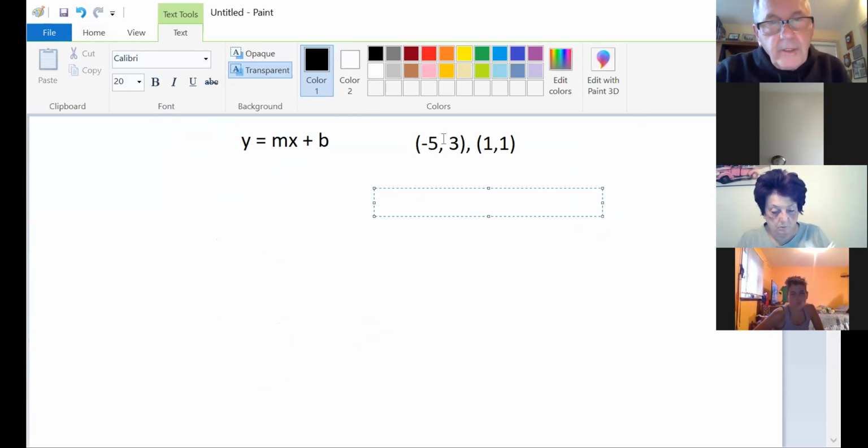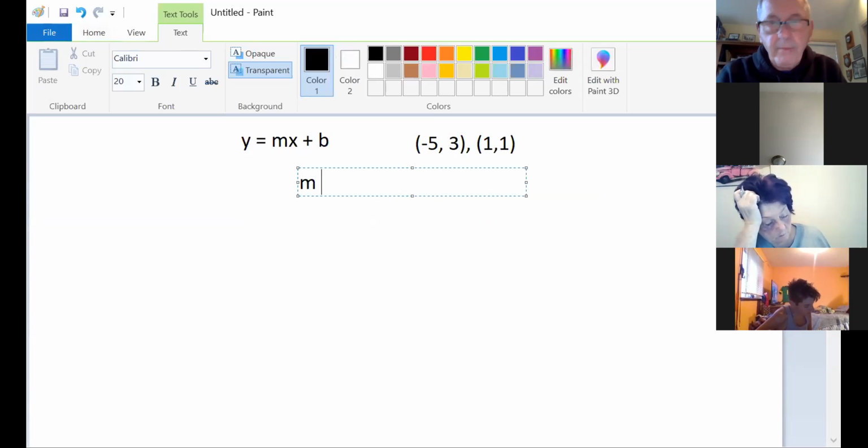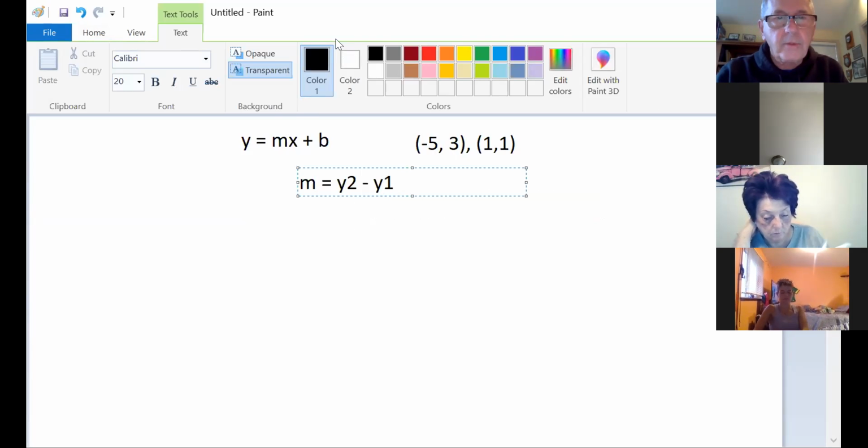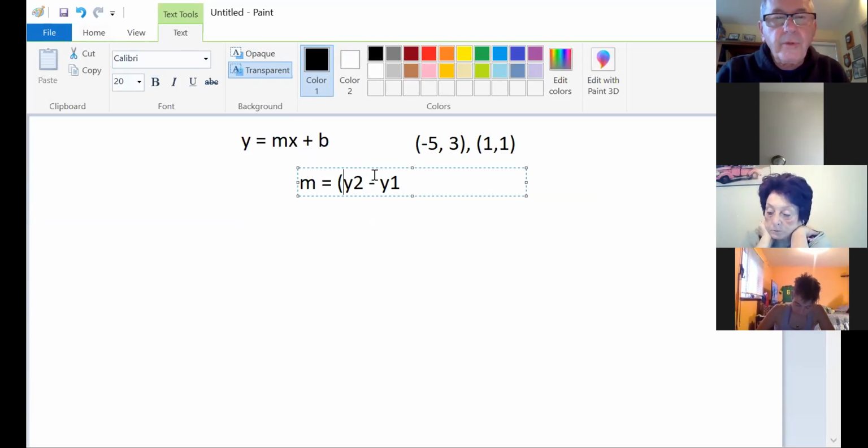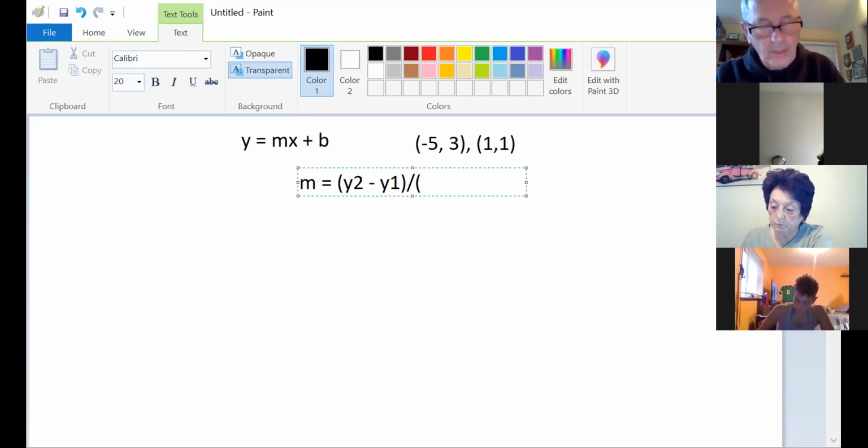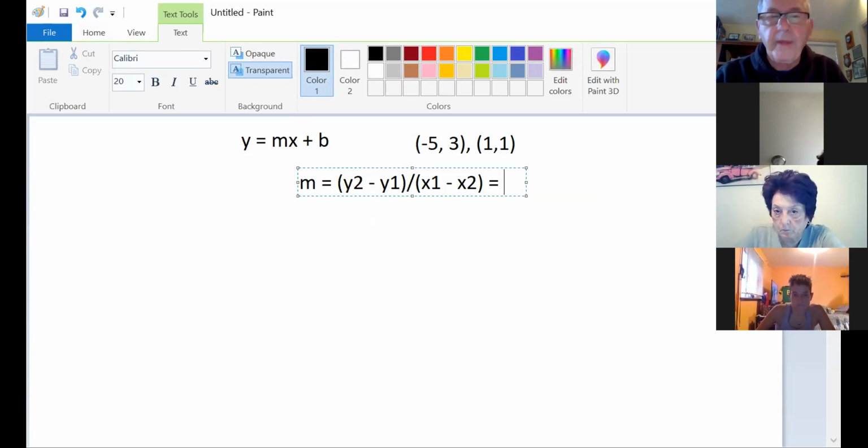So we can call this point 1, this point 2. It doesn't matter. You can flip them around. It doesn't make any difference. But we're going to solve for m first. Okay? You're going to say m is equal to y2 minus y1, and that's in parentheses, all divided by x2 minus x1. You got it. These are the 2 equations you got to know. Okay? x1 minus x2. Okay? You got to know that.